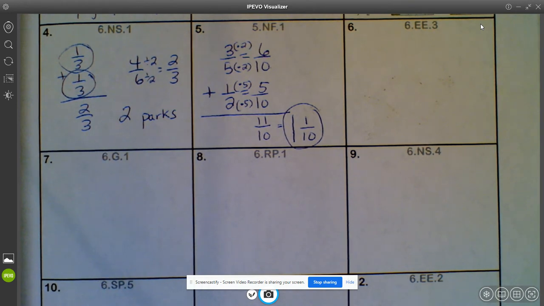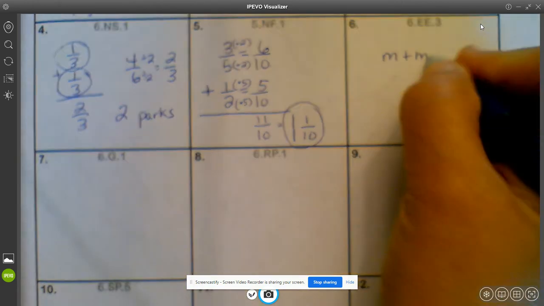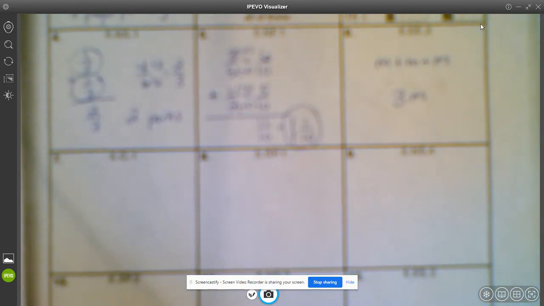Problem 6 says, you know that 3 plus 3 plus 3 plus 3 equals 4 times 3, which equals 12. This shows 4 groups of 3 equals 12. The expression x plus x plus x plus x means 4x. Write the equivalent expression for m plus m plus m. So if x plus x plus x plus x is 4x, m plus m plus m would be 3m.